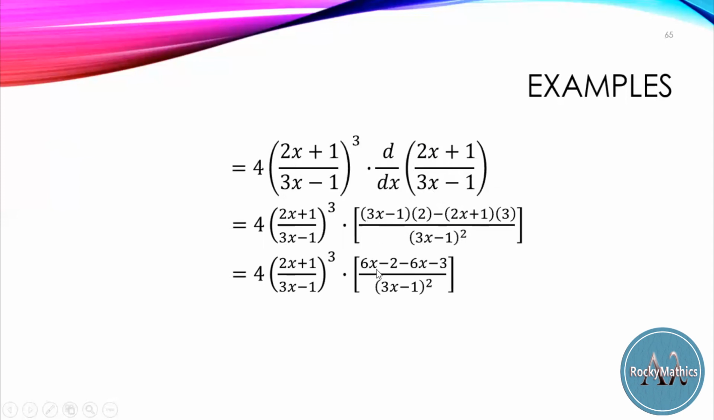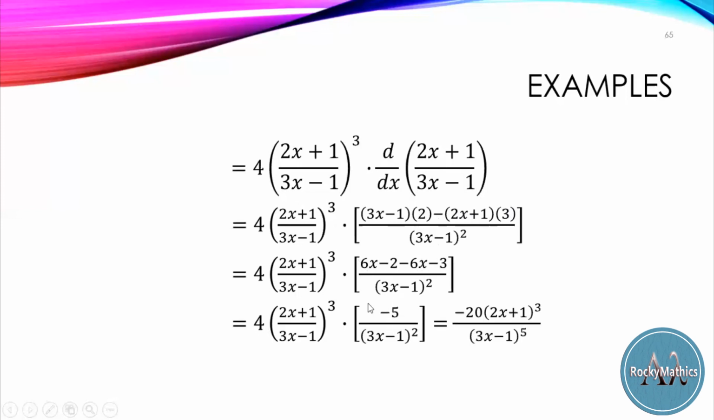3x times 2, which is 6x, negative 1 times 2 minus 2. 2x times 3 is 6x, times the negative, minus 6x. 3 times 1 is 3, times the negative sign, which is negative 3. Then simplifying the whole expression, we have 6x minus 6x, this will be 0, minus 2 minus 3, then we have negative 5 over this expression. As you can see, 4 and negative 5 are constants, so we can multiply them. 4 times negative 5, we have negative 20.